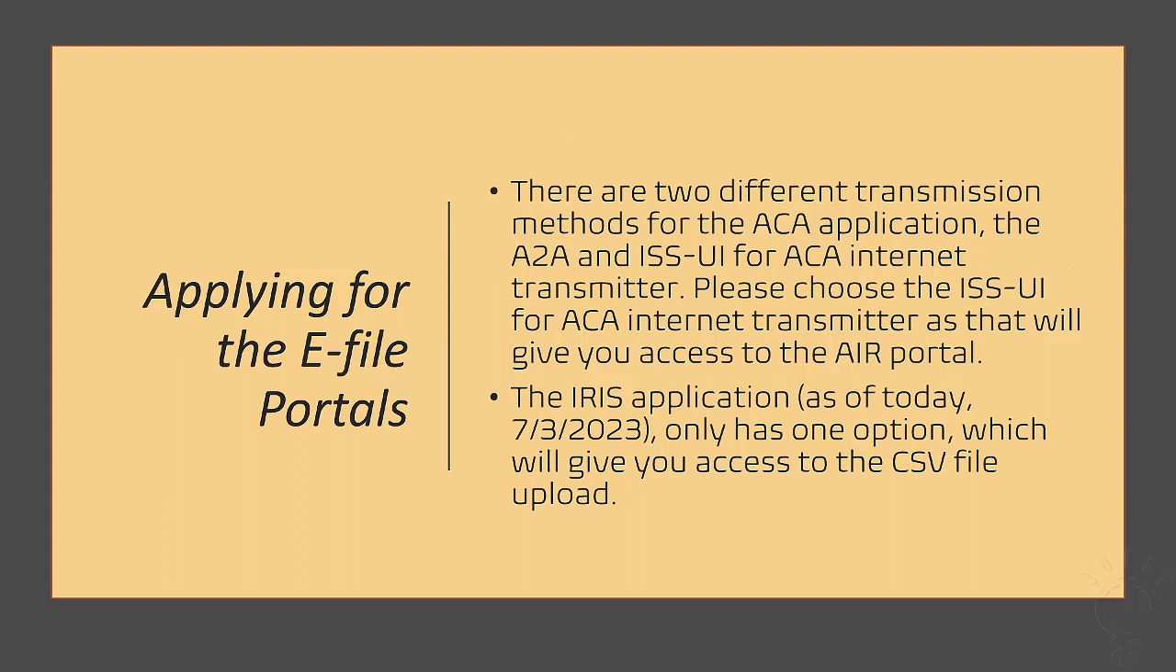If you have to do the ACA application, there are two different methods you can choose from: the A2A and the ISUI for ACA Internet Transmitter. Please choose the ISUI for ACA, as that's the one that gives you access to the AIR portal. Currently we are going to be producing the electronic file for the AIR system. For the 1099 IRIS portal, there's only one option, and that will give you access to the CSV file upload.